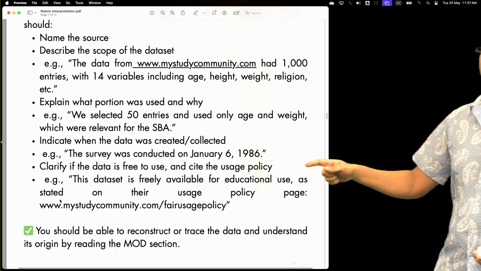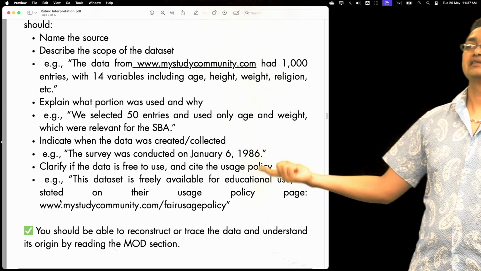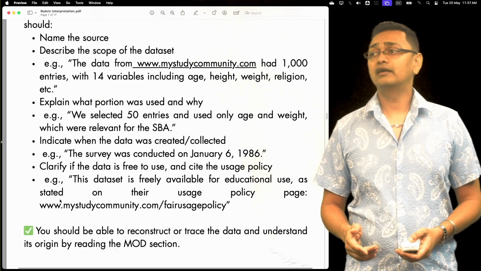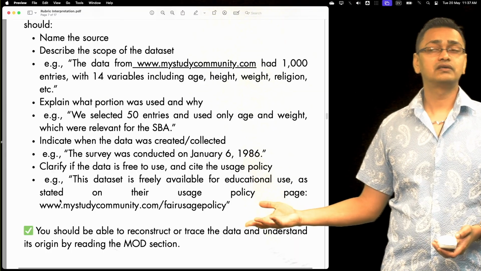clarify if the data set is free and cite the usage policy. So example, the data set is freely available for educational use only, and we have the fair use policy from My Study Community right here.